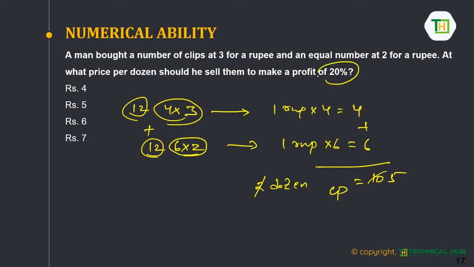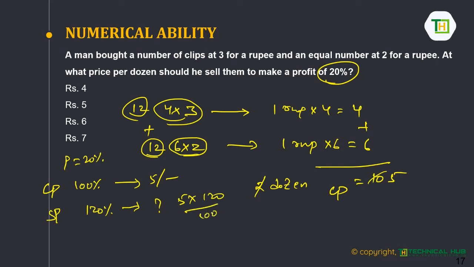Now the profit is given as 20%. 100% value is equal to 5 rupees, this is cost price. Now I want the selling price, 120%. Why is it 120%? Because the profit is 20% and the cost price is 100%. So it is 5 into 120 divided by 100. Here it is 60 by 10, 6. 6 rupees. That is the required answer. Option C is the right answer.